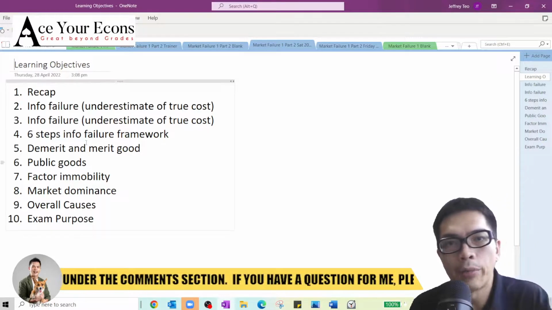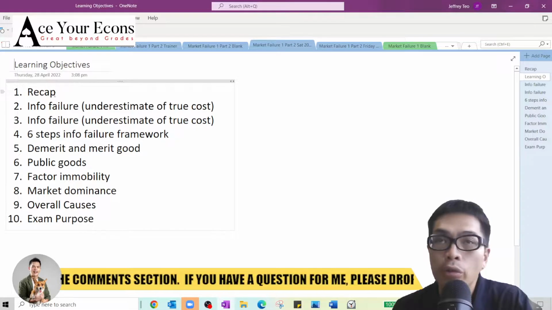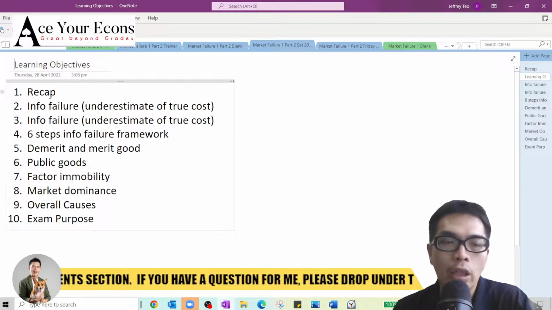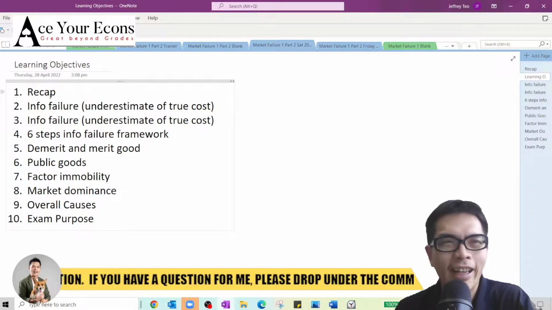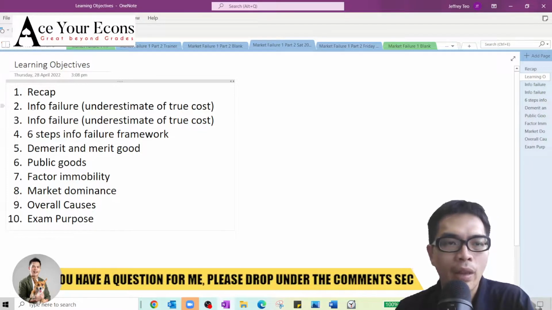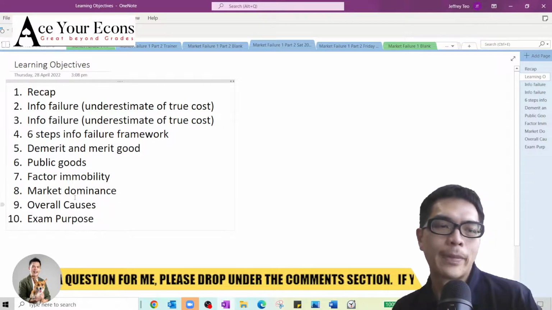Okay, so earlier on, we have recapped the 6-step framework. So today's objective, we'll go on to uncover the rest of the causes of market failure. There are a lot more, and we're not going to cover all today. I'm just going to briefly touch and go on specific ones, especially item 8.